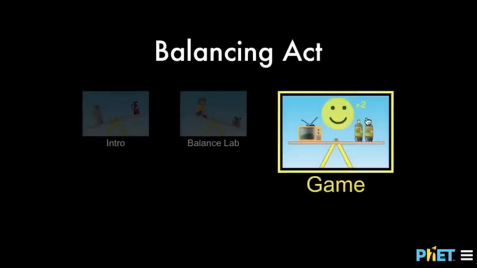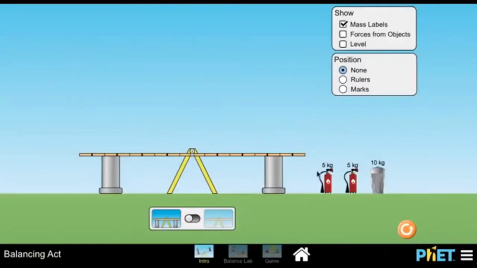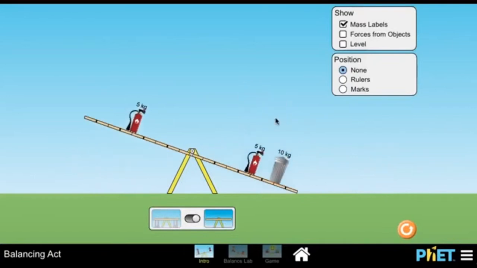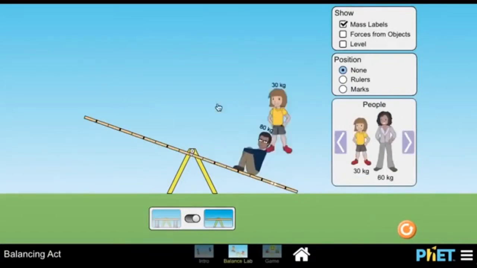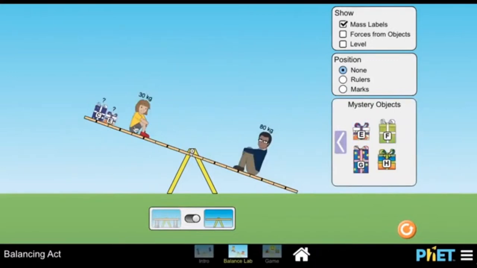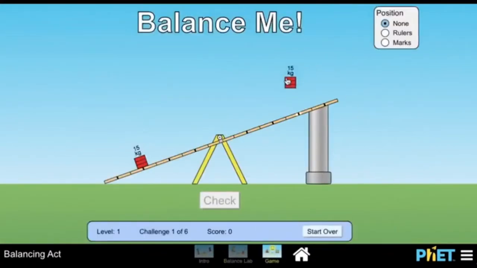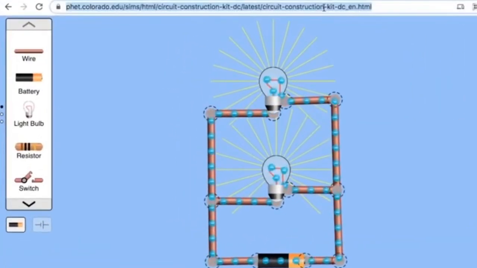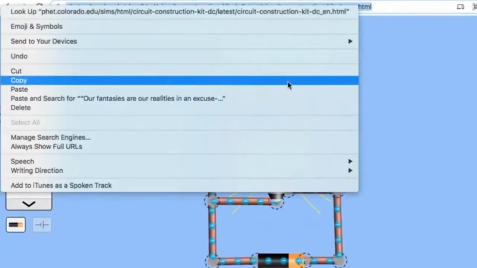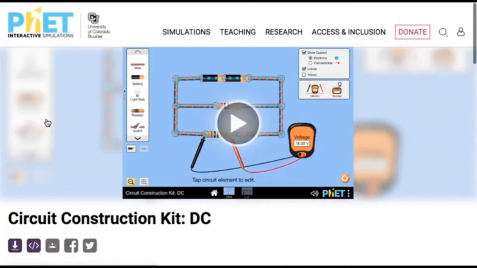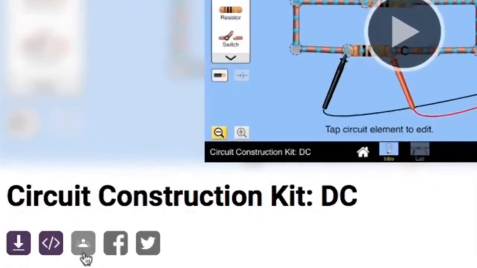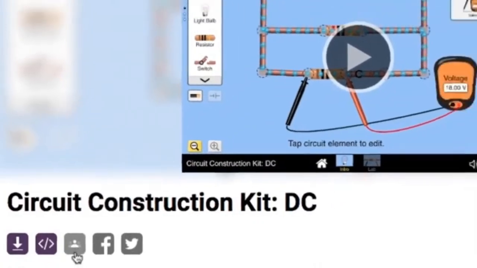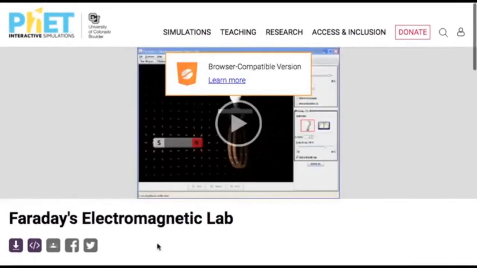Note that the content is often divided into screens that help to scaffold the content. Often, the initial screen introduces the basic concepts and the other screens add complexity to delve deeper into the subject. Some simulations include games with which students can test their knowledge. To share a simulation with your students, copy the URL and provide the link by email or attach it in a document. You can also send it through Google Classroom by clicking on the Google Classroom icon on the simulation webpage. If you have a problem with the internet in your classroom, you can download the simulation and take it wherever you need on a USB stick.